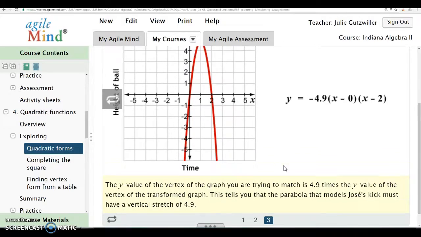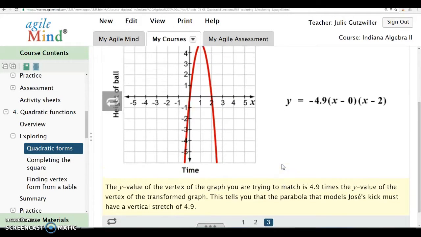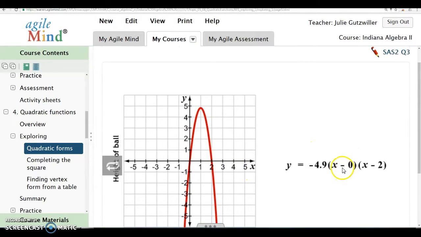So here is our algebraic relation of our function. So it's y equals negative 4.9 x minus 0, x minus 2. Okay?